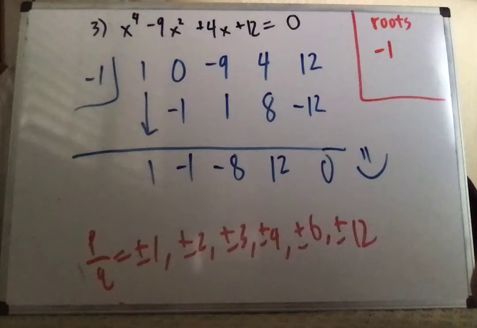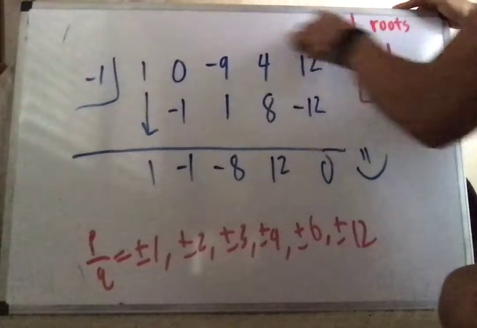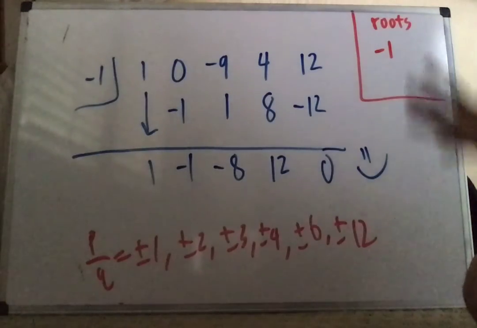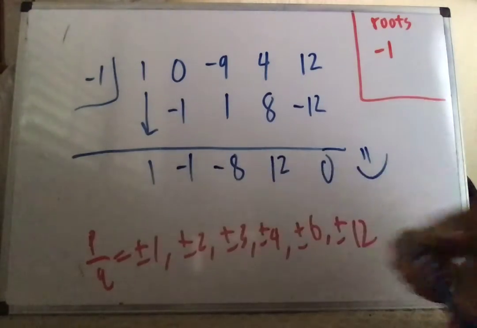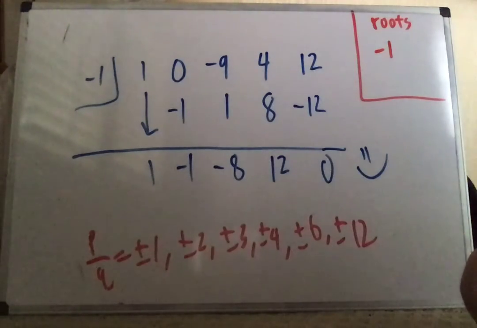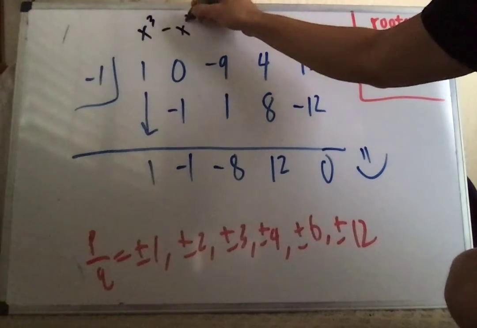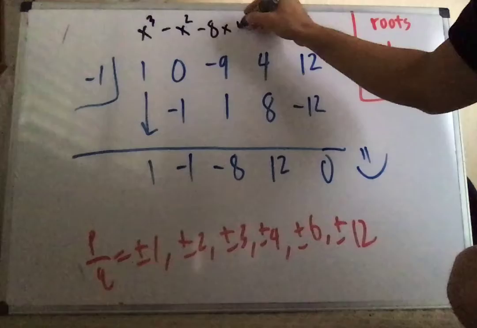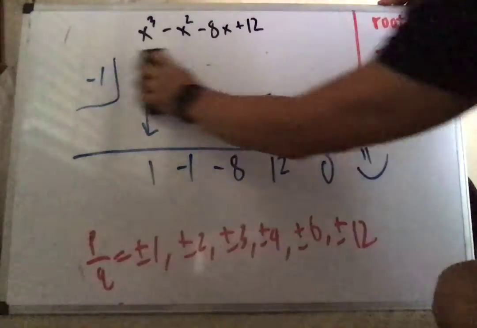Okay, and what am I left with? I'm left with this polynomial here. We start with a 4th degree, divided, so we should end up with a 3rd degree. This is x cubed minus x squared minus 8x plus 12. Okay, sweet.